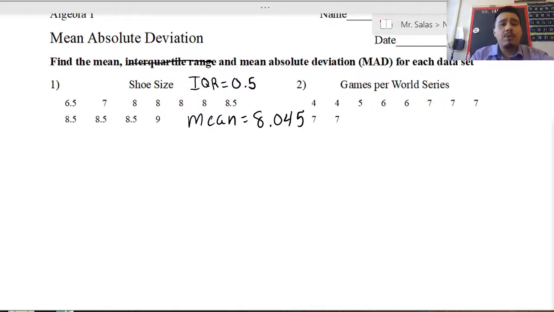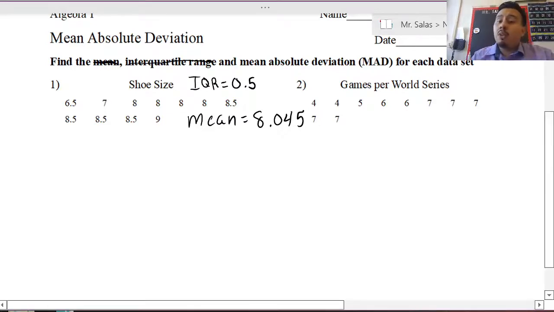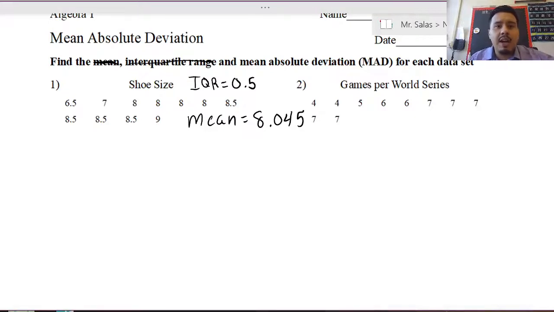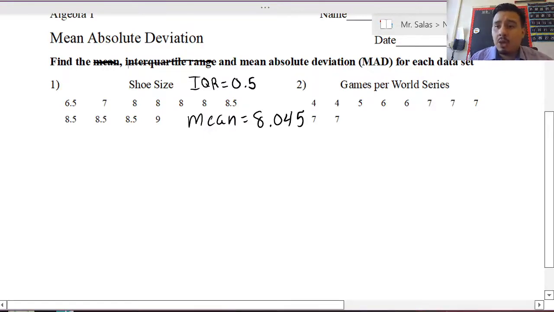In the previous video, we found the mean. Our mean was 8.045. Hopefully you did what I told you to do in the previous video, which was to find the other means for the 4 problems. Those will help you find the mean deviation later on.